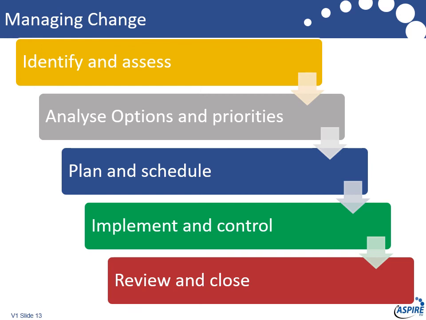So here's a standard 5-step approach. You identify and assess the change, why it's needed, where it's come from, what's the impact. Then we analyze the options. We prioritize it and decide whether we're going to do it or not. We then stand back, plan, schedule it, implement, control the consequences, review and close. So pretty straightforward. Now, where does the problem start?